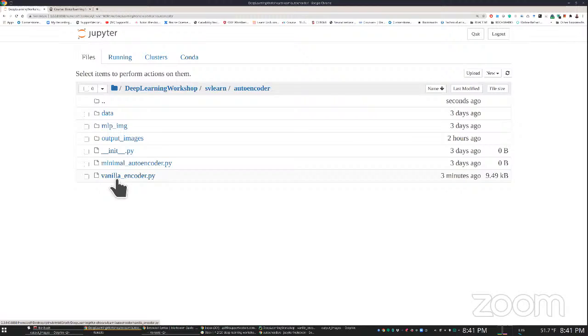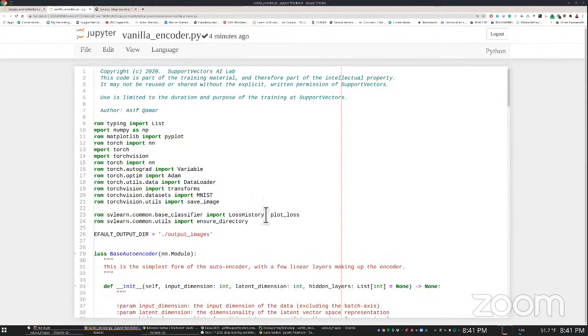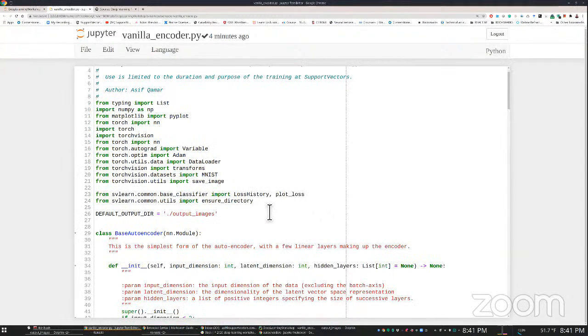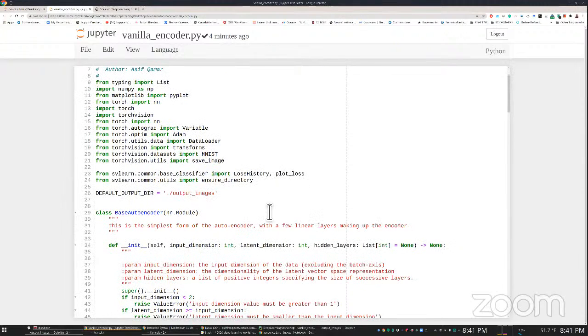Wait, Asif, one moment. You said the MNIST data will get stored in a directory called data that will get created? That is right. Because when you look at the code, you'll see why. Okay, that didn't happen on mine, so I need to figure out why. I don't think we have that minimal data in the svlearn autoencoder. Okay, so we'll see that in a moment.